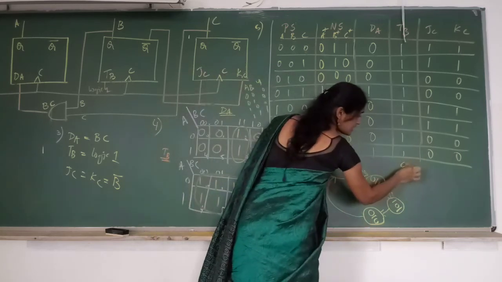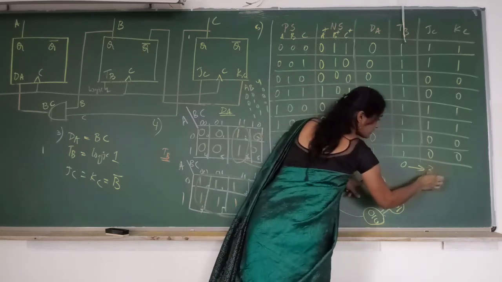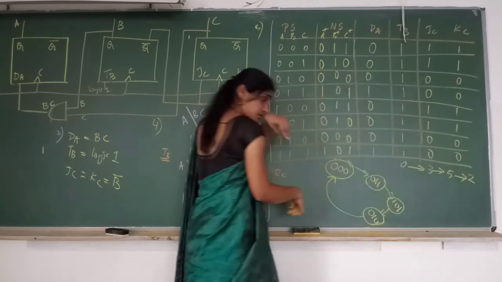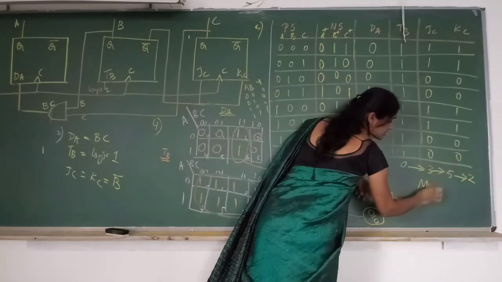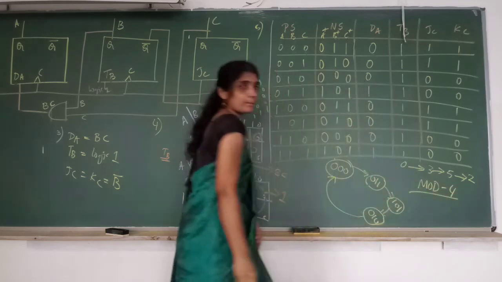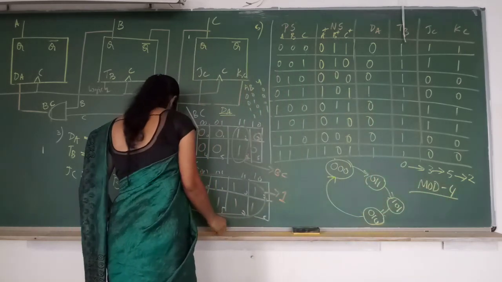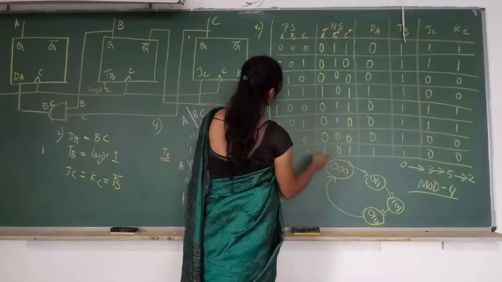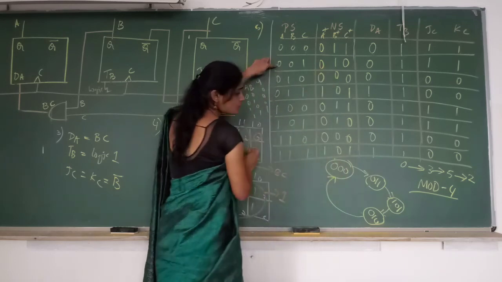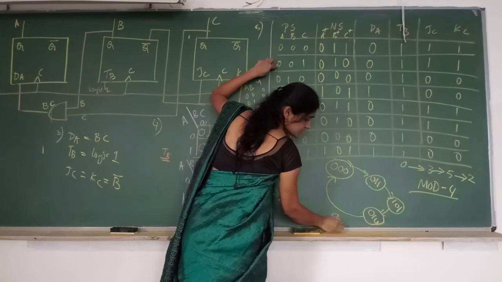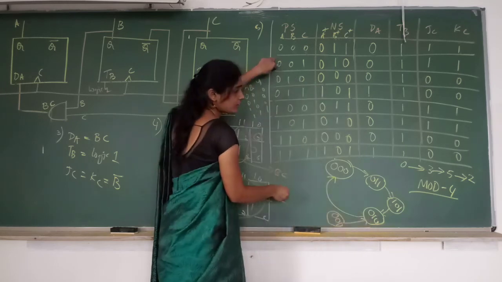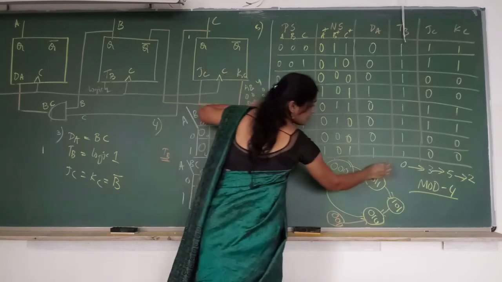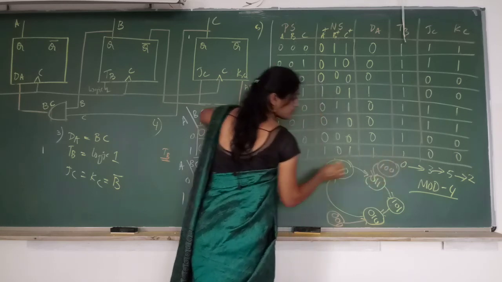So what is the sequence? From 0 to 3, from 3 to 5, from 5 to 2. Again it repeats, so the modulus is 1, 2, 3, 4. So it is a mod 4 counter. Now complete the state diagram. 0, 3, 5, 2. If 1 is the present state, the next state is 2. It is a self-correcting counter. If 4 is the present state, the next state is 3.